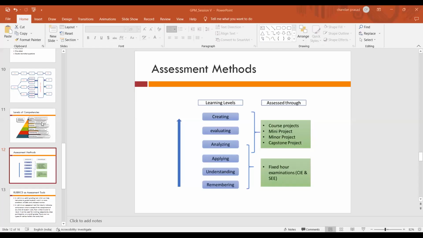The entire screen share option is not there, I think, in the... okay.